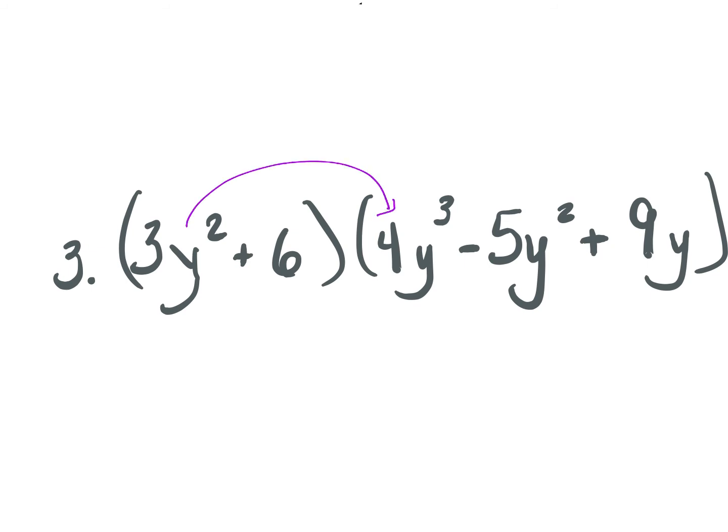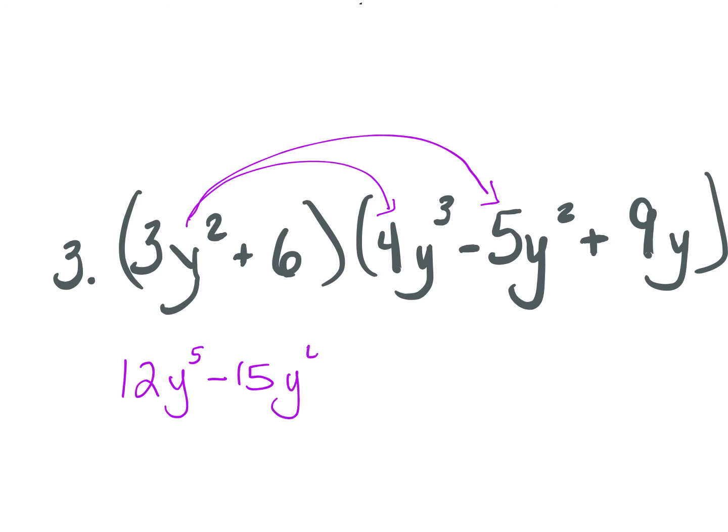3 times 4 is 12. And if I have y squared times y to the third, that gives me y to the fifth. Good. You're going to add the exponent. So now I have 3y squared times negative 5y squared. So 3 times negative 5, negative 15. Good. And then y squared times y squared is y to the fourth.